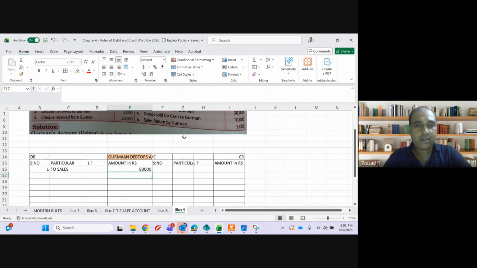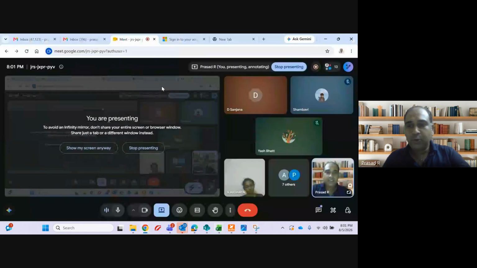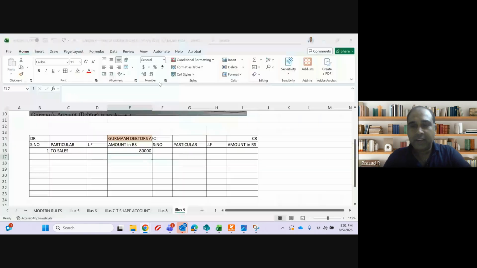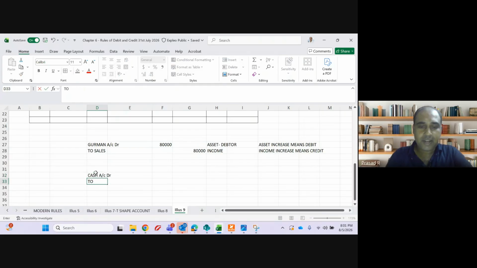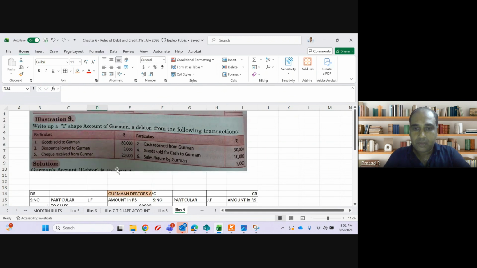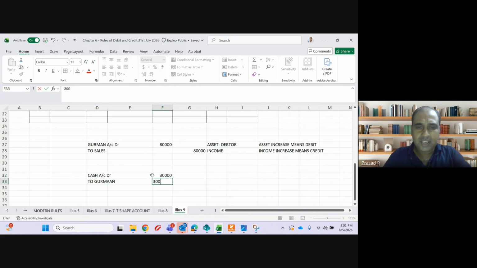Cash received from Gurman. Directly, accounting entry. Now you should be in a position to process it in your mind. Cash received from Gurman, accounting entry, quick. Cash account debit to Gurman's account. Fantastic, that is the speed I want. Amount? 30,000. Now think logically.